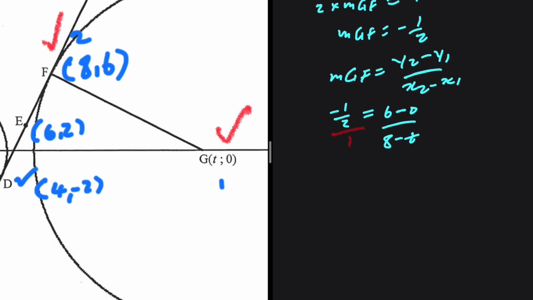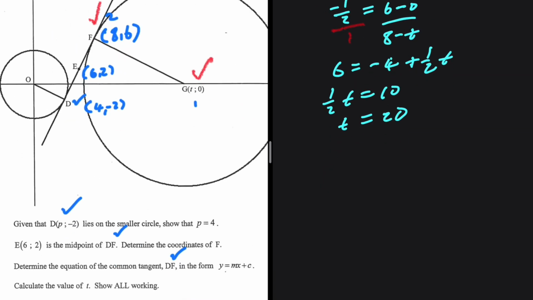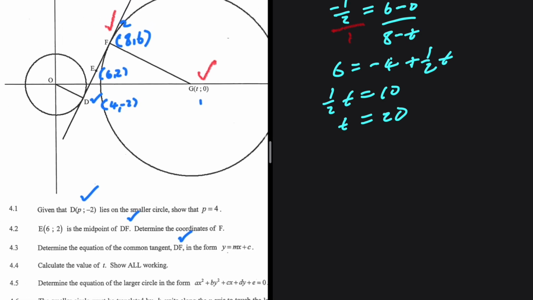When I do that, I'm going to have 6 being equal to minus 4 plus a half T. If I take minus 4 to the other side, a half T is equal to 10. So T is equal to 20. Okay, so there we go. We have the value of T.